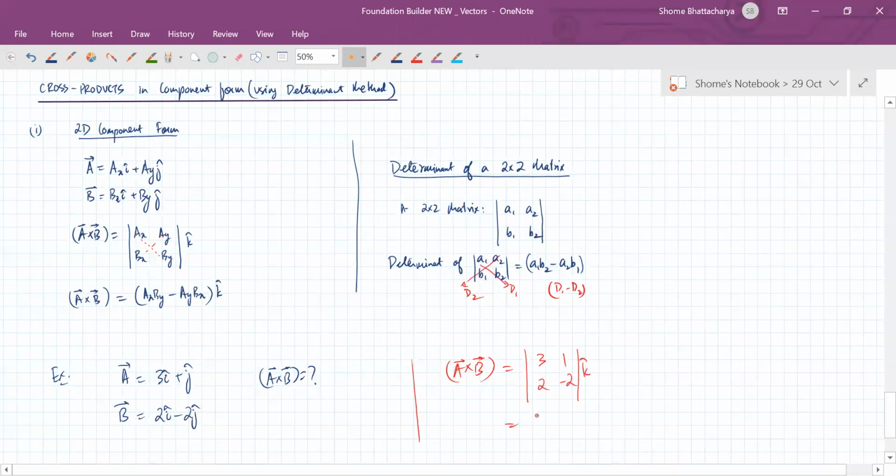So this will become 3 into minus 2 minus 1 into 2. The whole thing is the determinant of the matrix. So this is minus 6 minus 2 k cap, which is nothing but minus 8 k cap. So this is my A cross B. This is the value of the vector. Now just write this down, and after this just work out these examples.